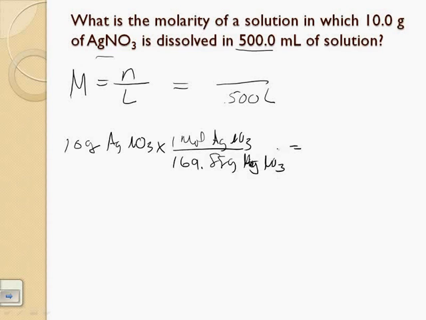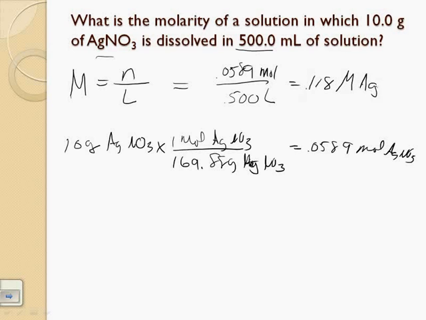And this is going to give me, let me see, 0.0589. I want to go at least to 3 sig figs, moles of silver nitrate. So I can put that number up here, 0.0589 moles. And if I divide those two, I get 0.118, and that'd be molar silver nitrate.